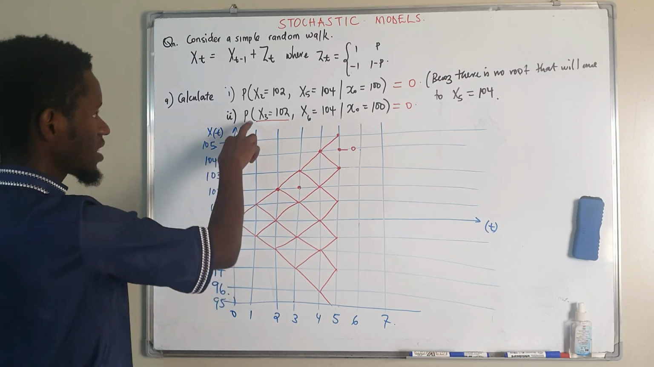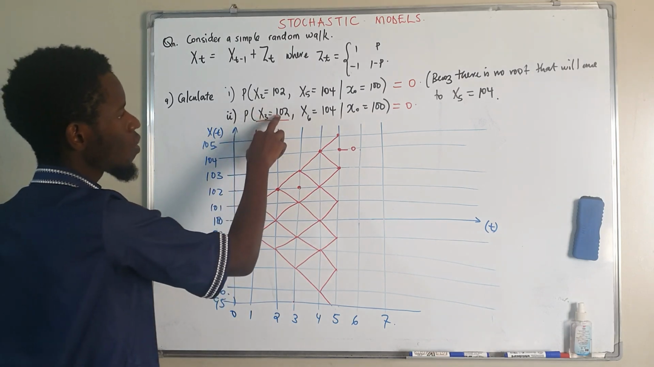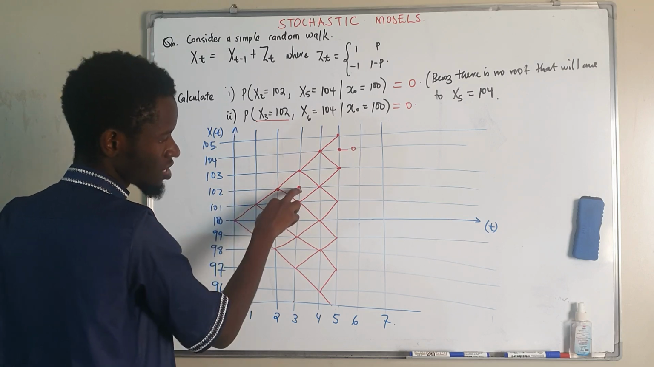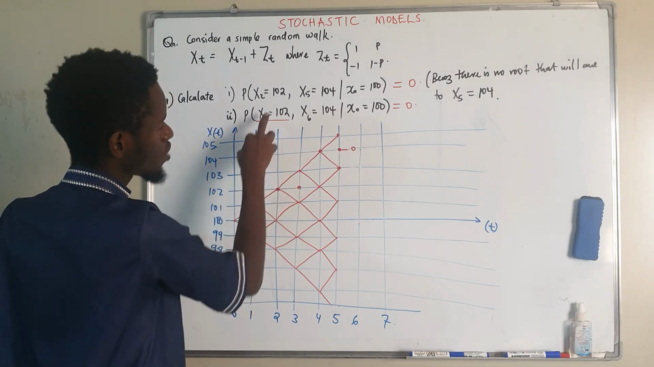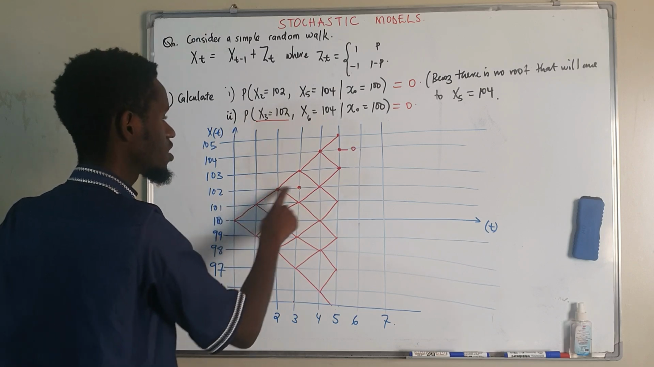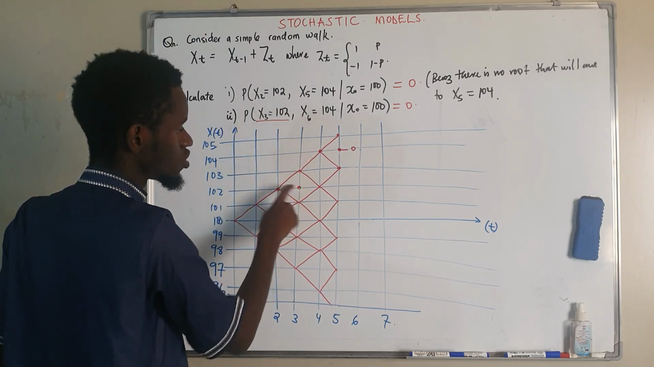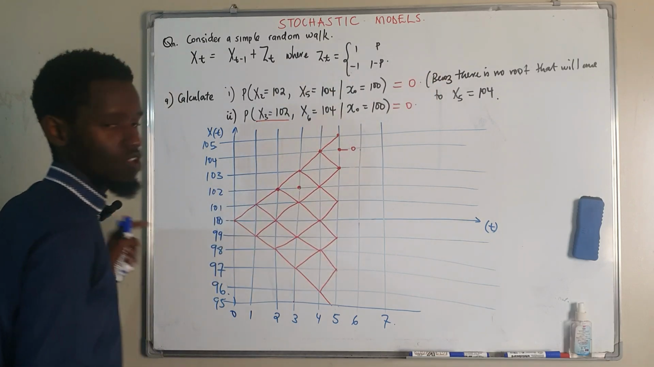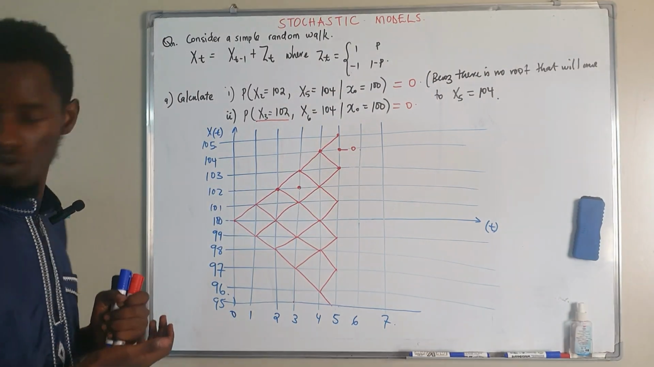Now, for this part again, x3 being 105 is impossible because I have no route that will lead me to this point here, x3 being 105. So 102. Since there's no route of me having this one, therefore the probability of having 102 is 0 for these two points here.